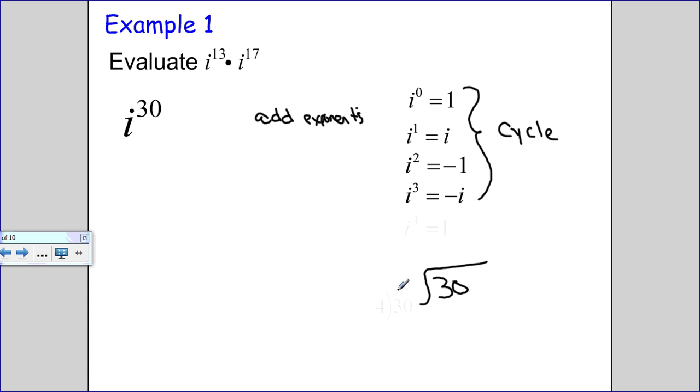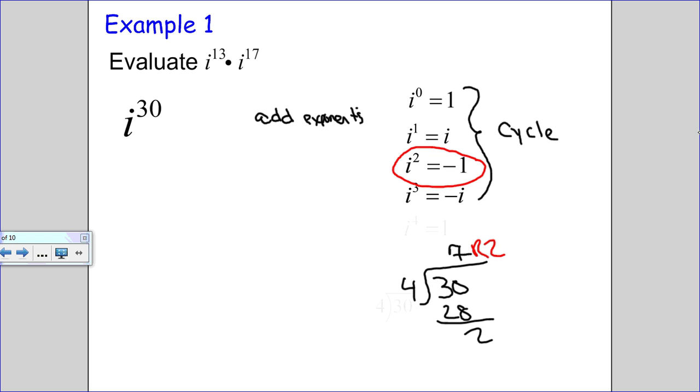Let's divide it by 4. 4 times 7 is 28. We get a remainder of 2. And let's use that remainder as a guide. So the remainder is 2.